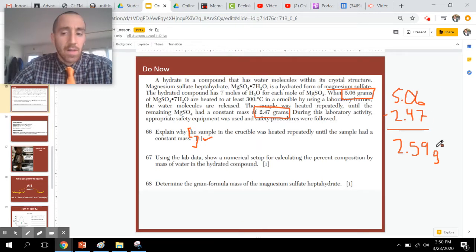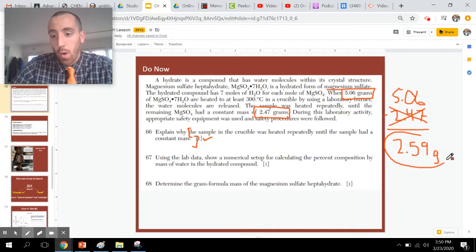Okay, so this makes a lot of sense. But now they want to know the percent composition of water. So the part that we care about is not the magnesium sulfate. That's not the part we care about. This is the part we care about, water, and this is the mass of the whole thing.